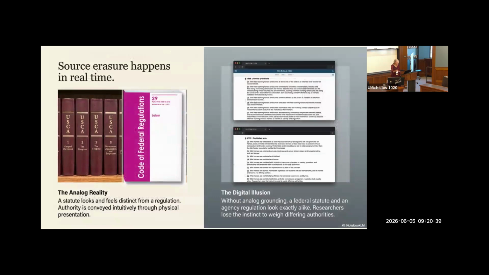So in print, you can't confuse the USC and the CFR because USC is a burgundy hardbound and CFR is a bright colored paperback. You can't mix them up very easily. I mean, you could, but it's not hard. So again, this is my NotebookLM giving me the comparison. Without analog grounding, a federal statute and an agency regulation look exactly alike. Researchers lose the instinct to weigh differing authorities.